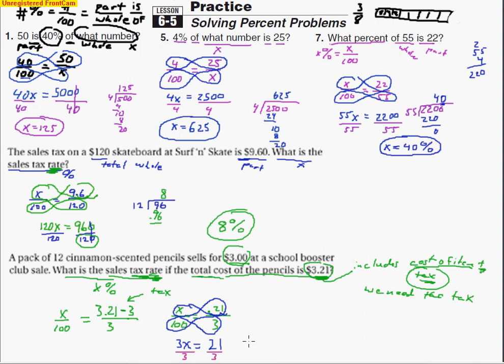So there it is. X is 7. But don't just write 7. We've got to realize what this is. It's a sales tax rate. They want a percentage added on there. So there it is. 7%.